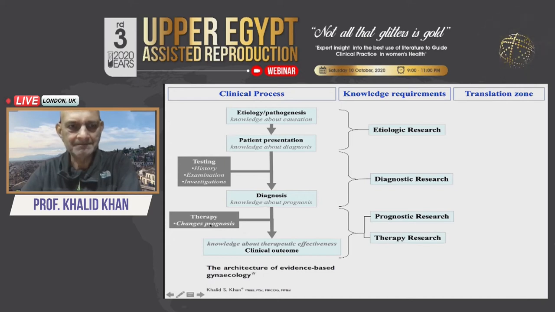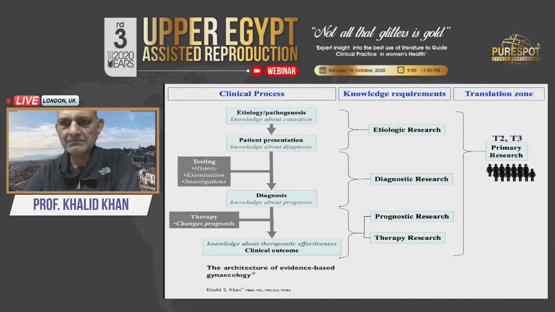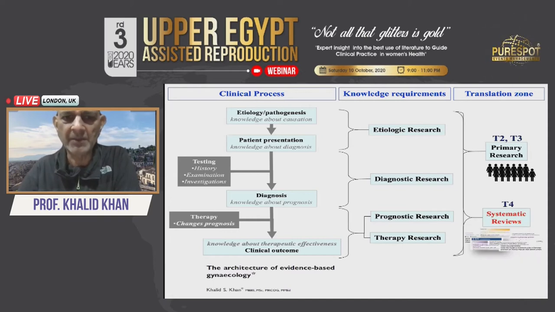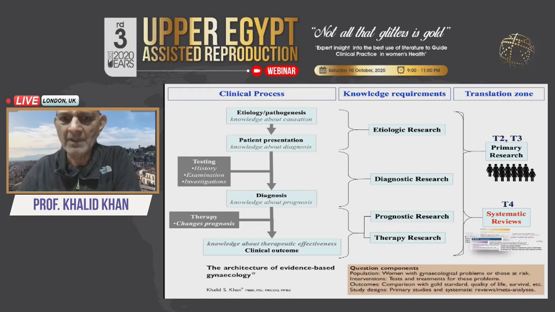And then we give therapy with which we aim to change the outcome. And this part of the clinical process is informed by prognostic or therapeutic research. Therapeutic research tends to be the only type that needs or involves or uses randomization. The research can be primary research, i.e. research that collects data directly from patients, or it can be systematic reviews that collect data from published papers. And the process of designing studies involves first outlining the question. Step one of evidence-based medicine is exactly the same, which is about asking questions.